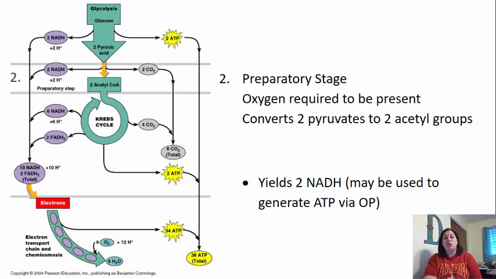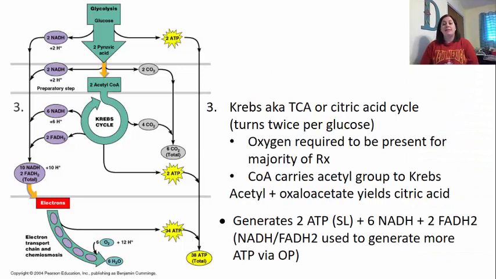We then see step 2 is what we call the preparatory stage. During the preparatory stage, oxygen is required to be present, but it's not going to be used. So oxygen is kind of like the ticket to get into stage 2, but it's not going to be used yet. In this case, though, we're going to convert the 2 pyruvates into 2 acetyl groups. This is going to allow them then to go into the next stage, which will be the Krebs cycle. In this preparatory stage, no ATP is made at this point, but it does create 2 NADHs. And recall that these 2 NADHs are going to be used later on to create ATP through oxidative phosphorylation in the electron transport system.